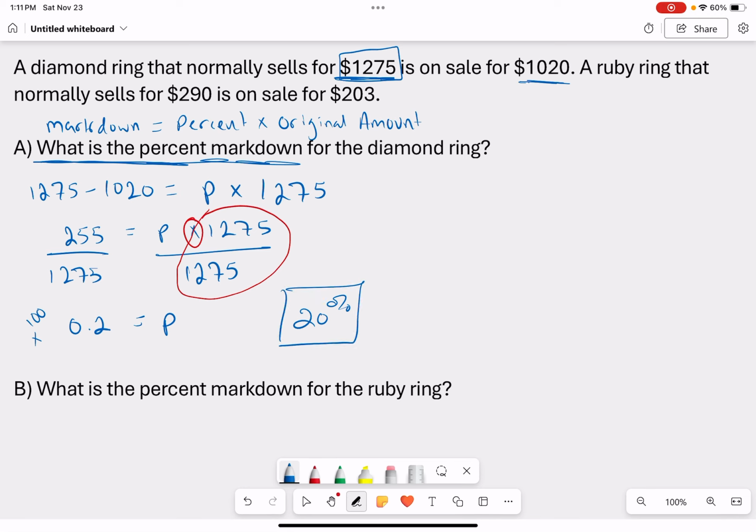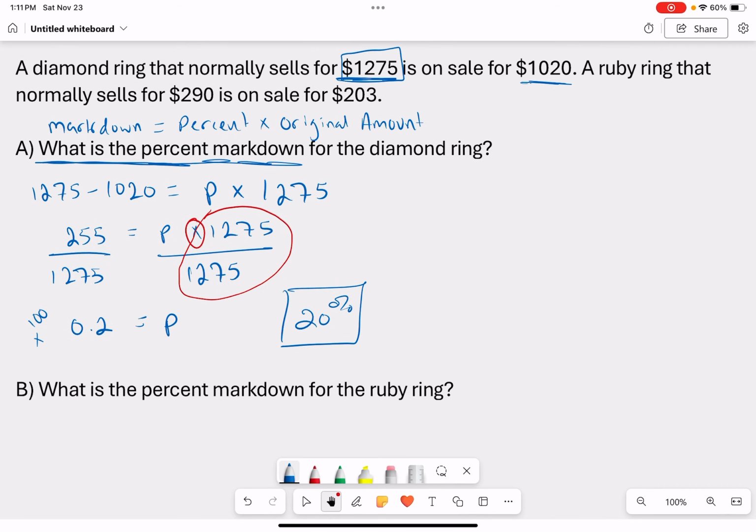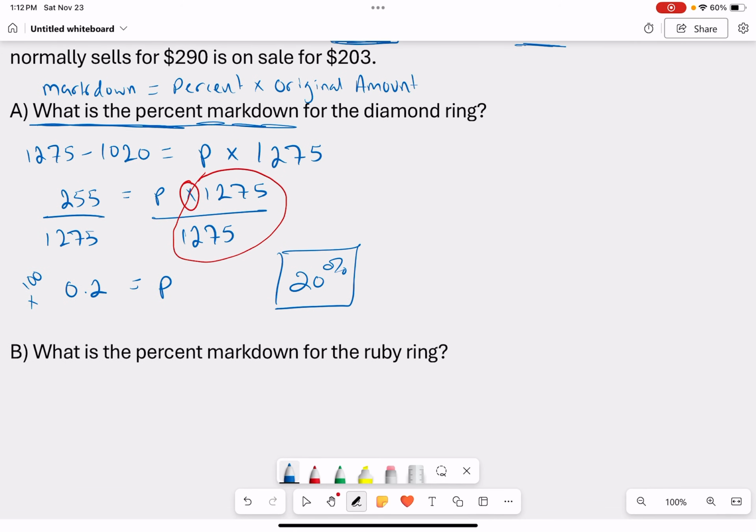Now let's figure out what the percent markdown is for the ruby ring. A ring that normally sells for $290, so that will be the original amount. We'll keep it here. Let's do it in green. $290 was the original amount of the ruby ring. So we're going to write down as a markdown 290 minus, remember the markdown is always going to be the difference between two values. So $290, and then after the sale, the ruby ring cost $203.